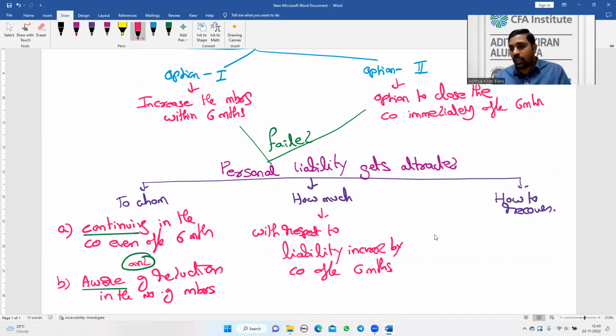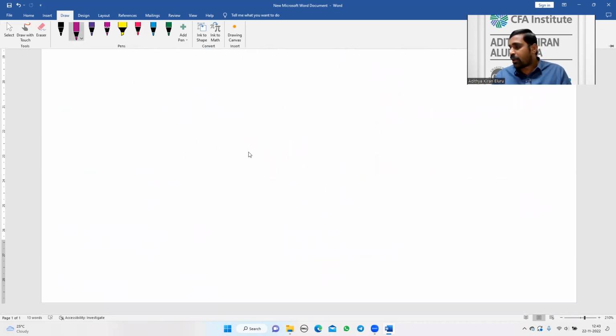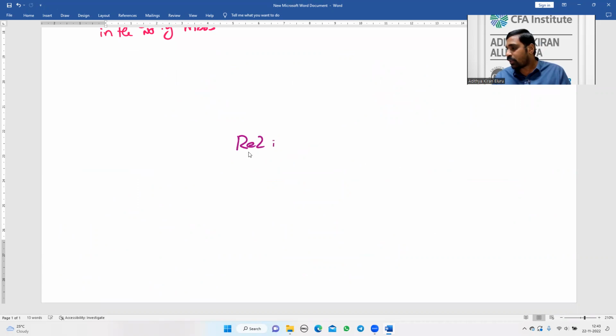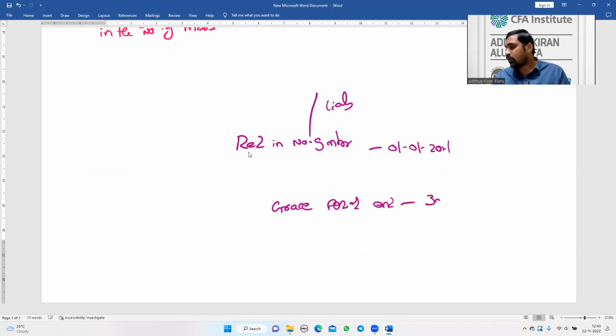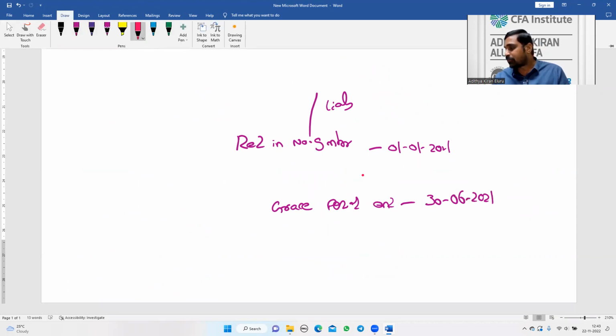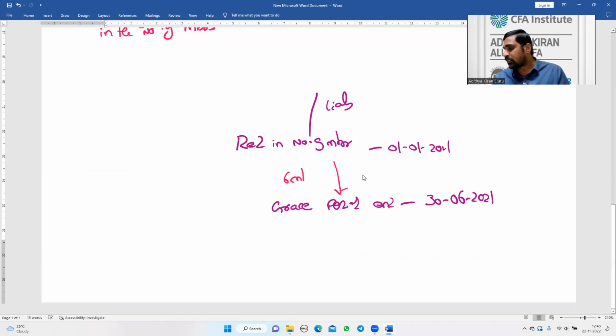Now look, say the reduction in the number of members happened somewhere on 1st January 2021, and there are some liabilities before that, and then the grace period ends. So on 30th June 2021, the grace period ends. 6 months is the grace period, and for liabilities incurred during this period, there is no personal liability.